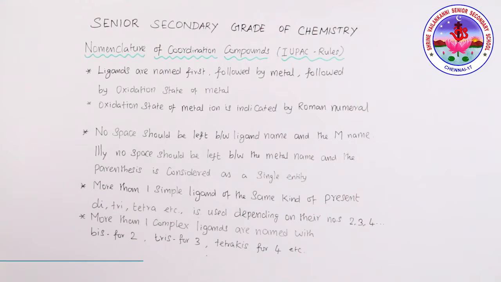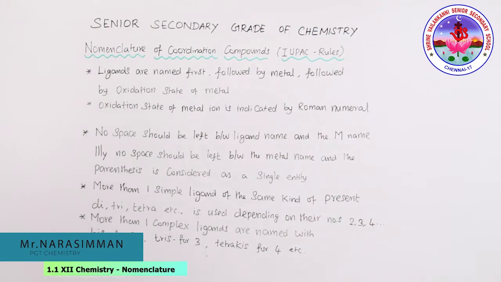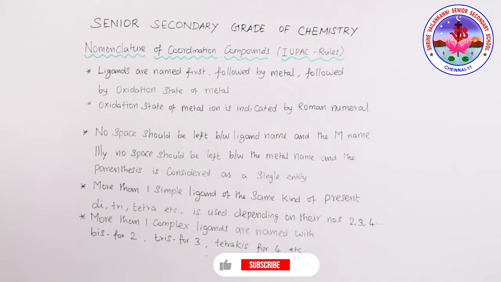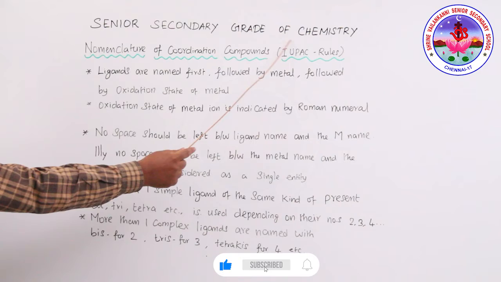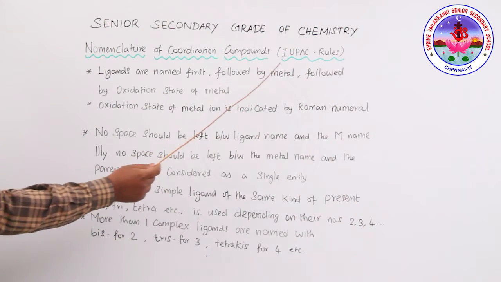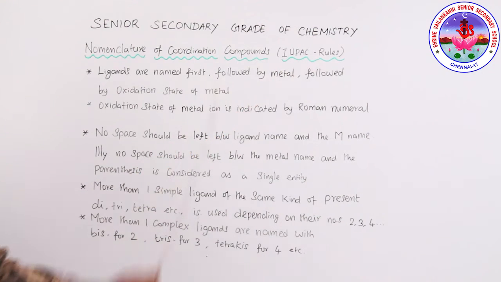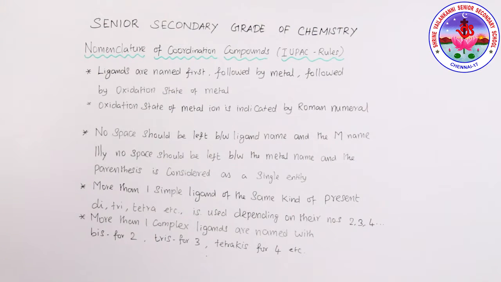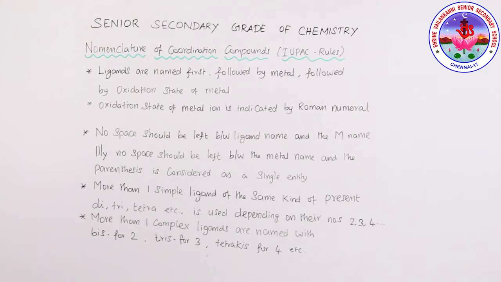Hi students, in this section we are going to learn the nomenclature of coordination compounds, which is called IUPAC, that is, International Union of Pure and Applied Chemistry, which we usually use in organic chemistry. In inorganic chemistry also, that IUPAC naming rule is available. The complexes can be cationic, anionic, or non-ionic.